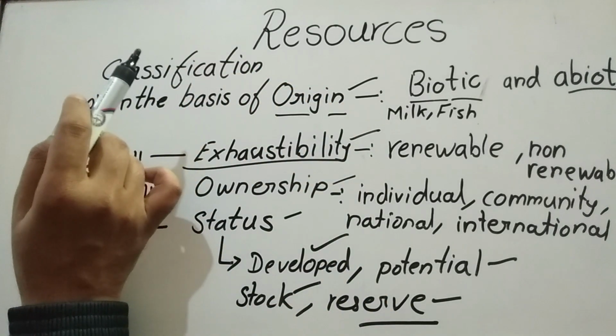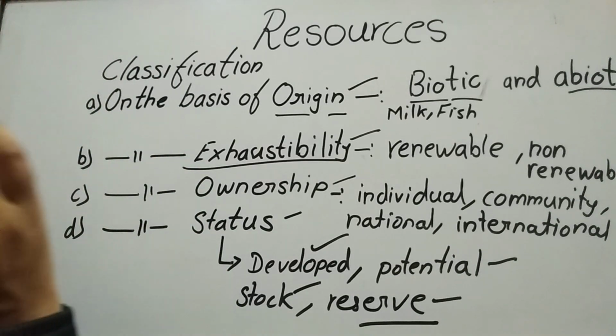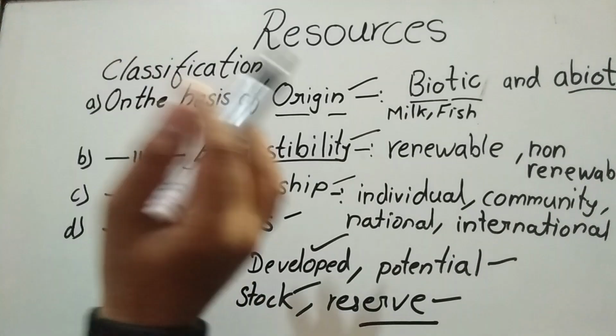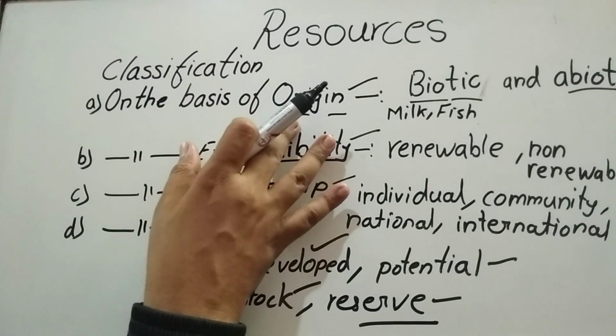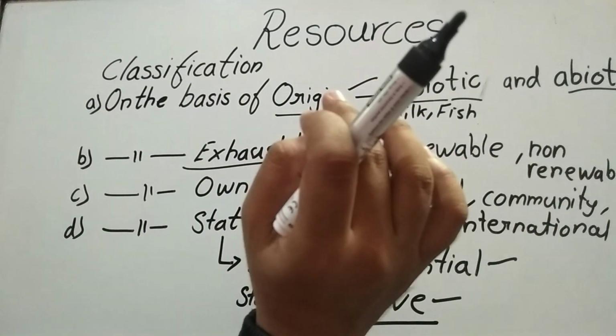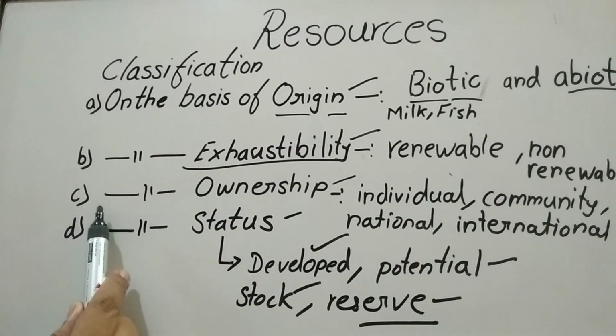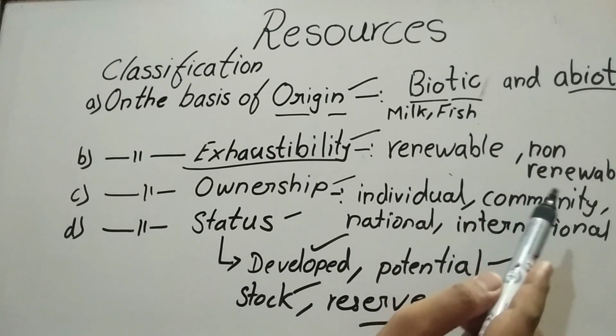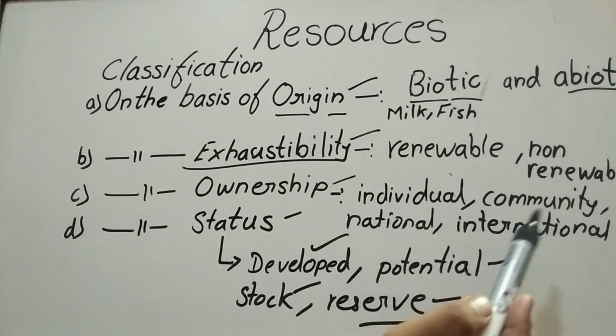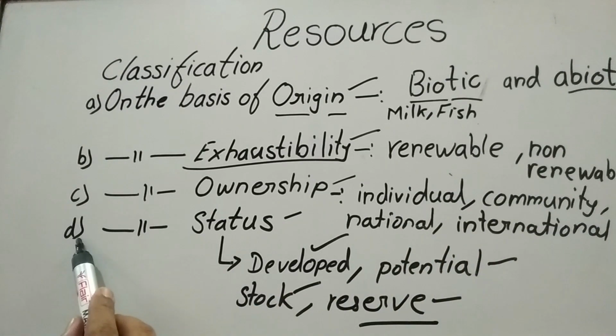Okay, now we revise it. The basic classification is natural and man-made. Further advanced classification on the basis of origin: biotic, abiotic. On the basis of exhaustibility, renewable and non-renewable. On the basis of ownership, individual ownership, community ownership, national ownership, international ownership. And then on the basis of status, developed, potential, stock and reserve. Now we will look into the details of their classification.